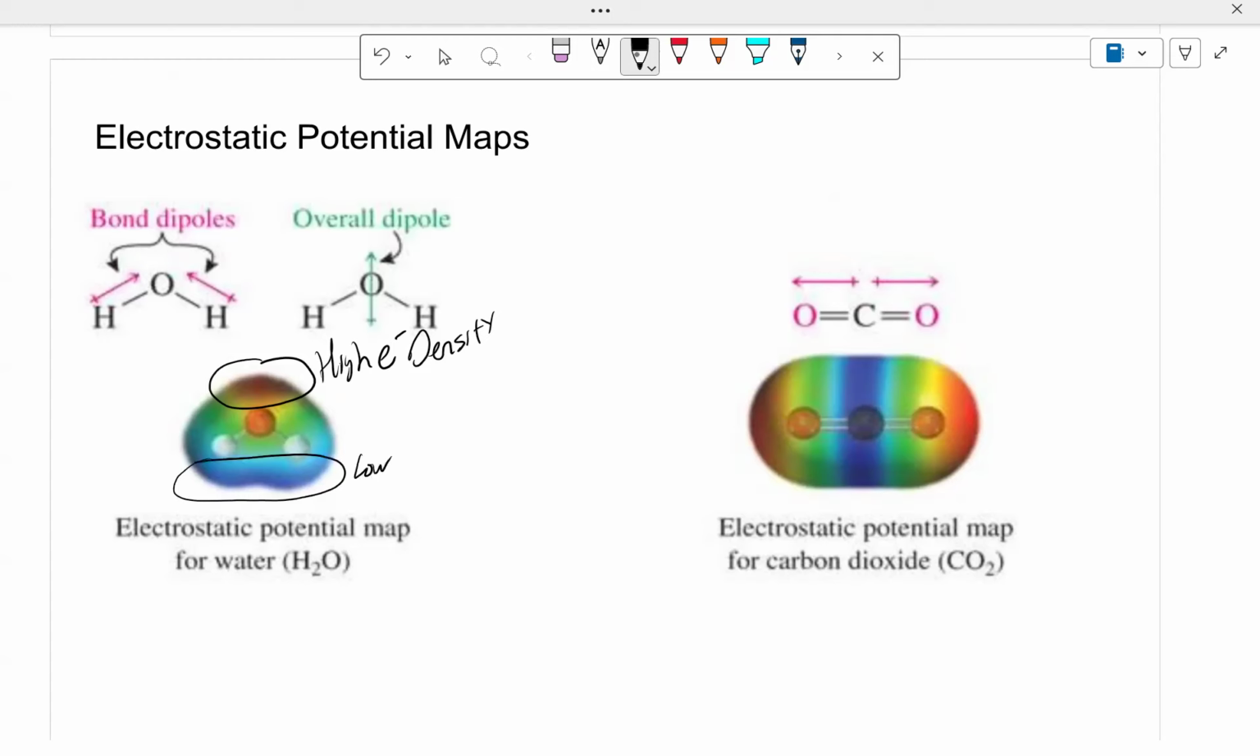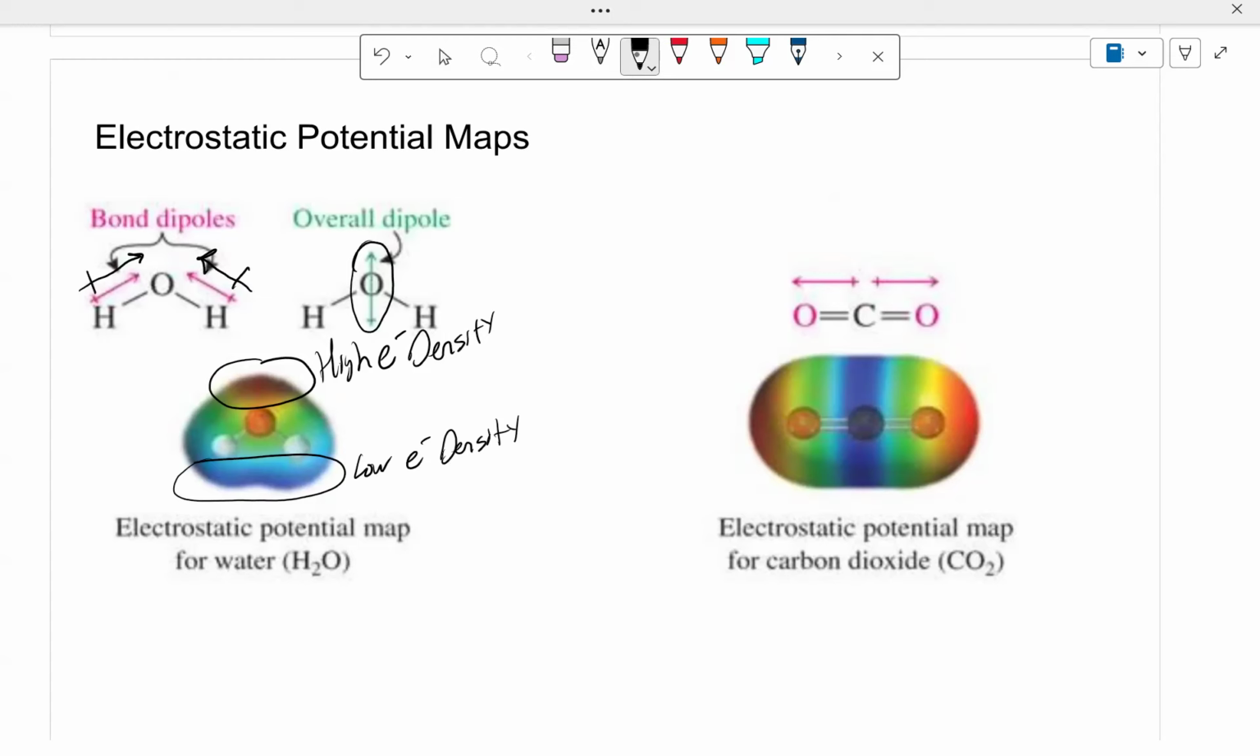And if we just look at the structure of water itself, we can see why there is that separation of polarity: oxygen's more electronegative than hydrogen. And so it's drawing electrons towards it. And so there's that net dipole moment towards the oxygen.